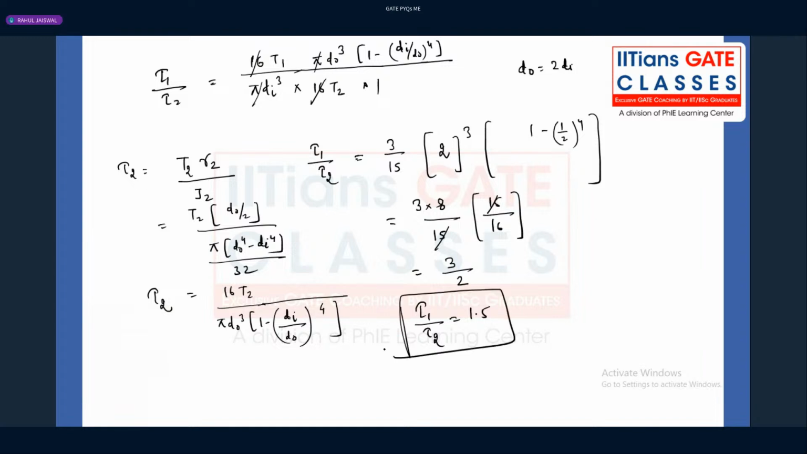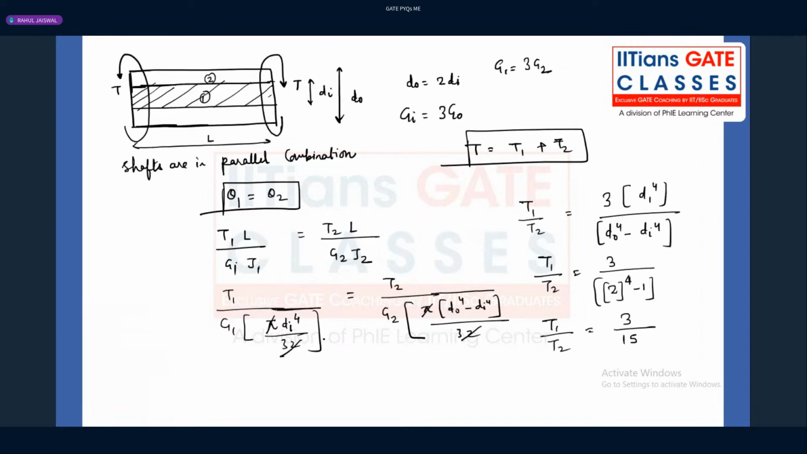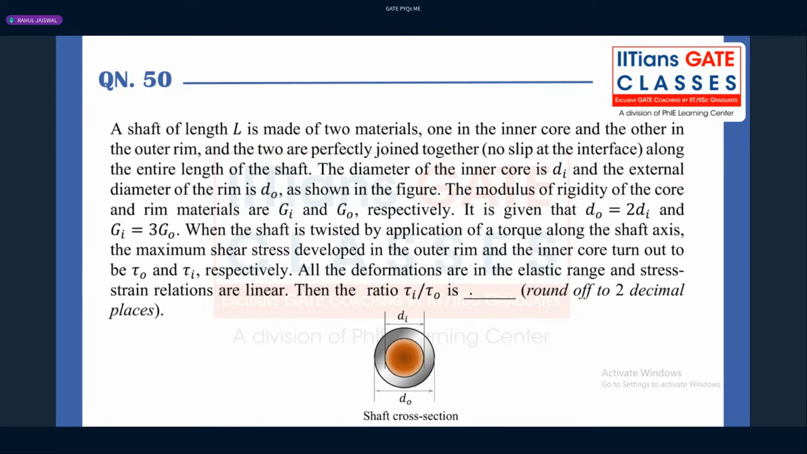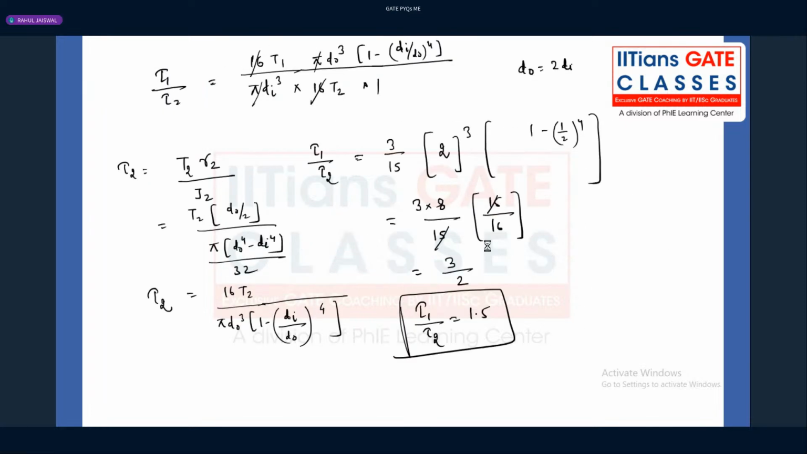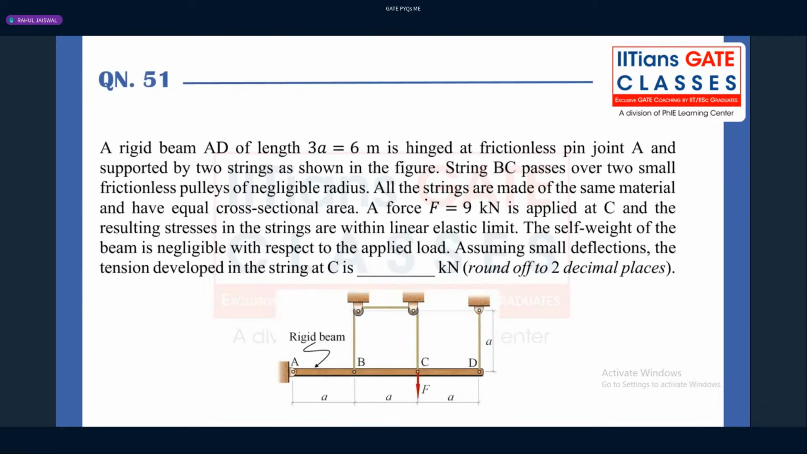That means, what is the maximum stress? Maximum stress is generating in the inner shaft as compared to the outer shaft, right? So what should be the answer for this question? Ti by T naught, which is nothing but tau 1 by tau 2, because 1 and 2 if I take, then it should be 1.5, right? So now moving on to the next question here.